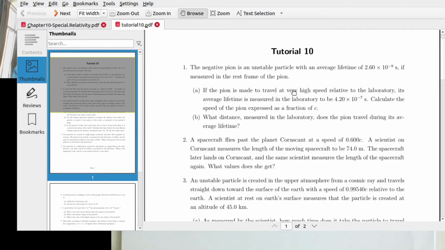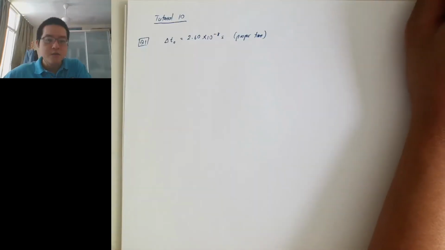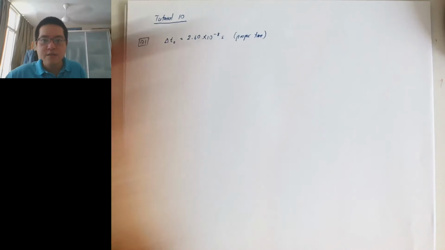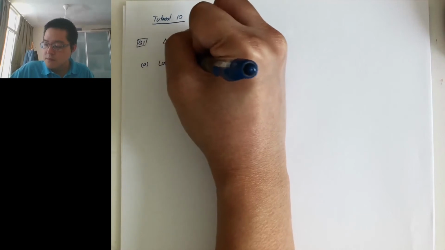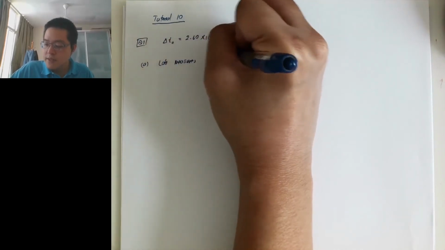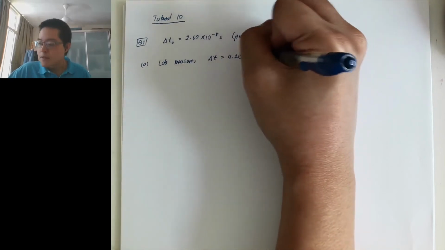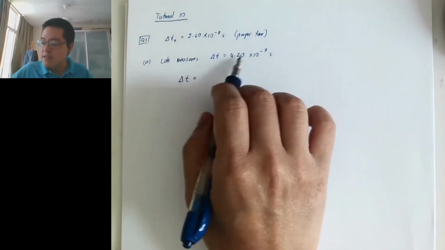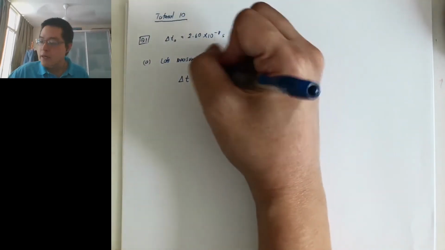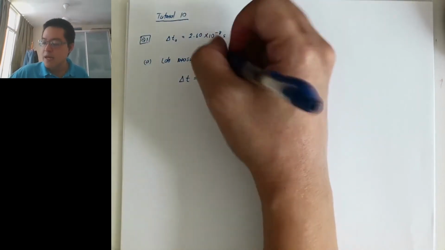And then if the pion is made to travel at a high speed relative to a laboratory, the average lifetime measured by the lab is this much. So that has a time dilation. And use this to calculate the speed of the pion, relative to the laboratory. So we want to calculate the gamma factor, the Lorentz factor, using this method. So the lab measures delta t as 4.20 times 10 to the minus 7 seconds. So we got the time dilation. This is measured by the lab, it is not the proper time. It will be the dilation of the proper time, delta t0.